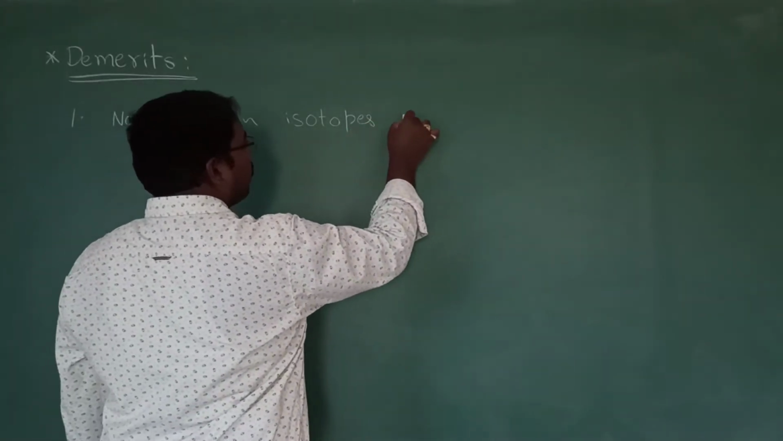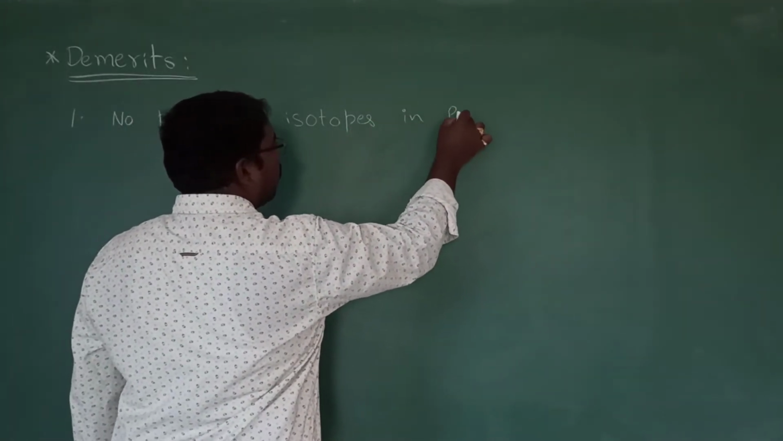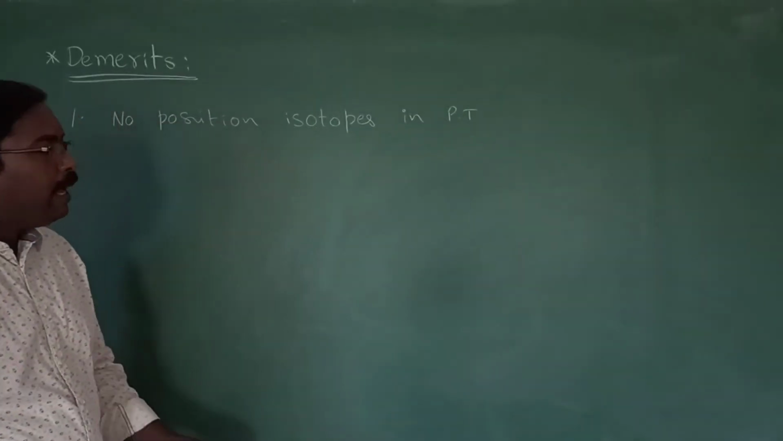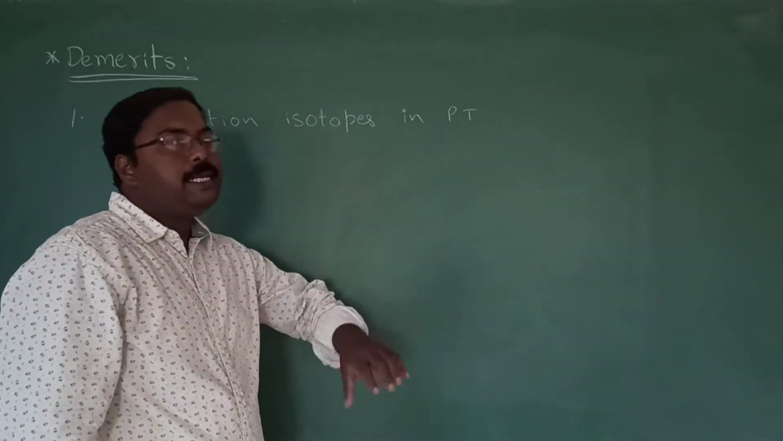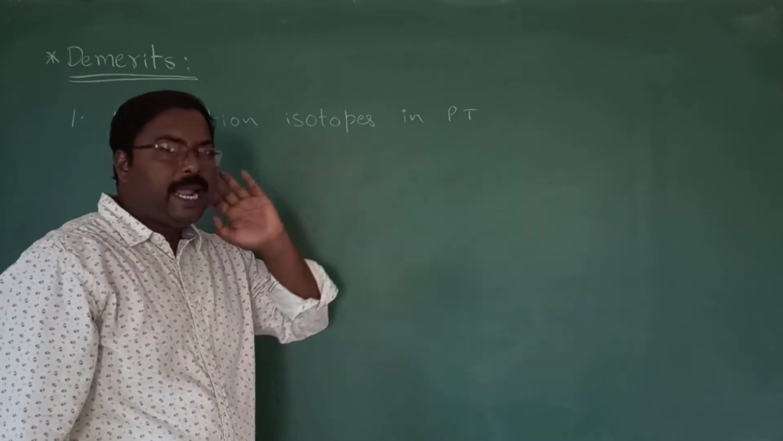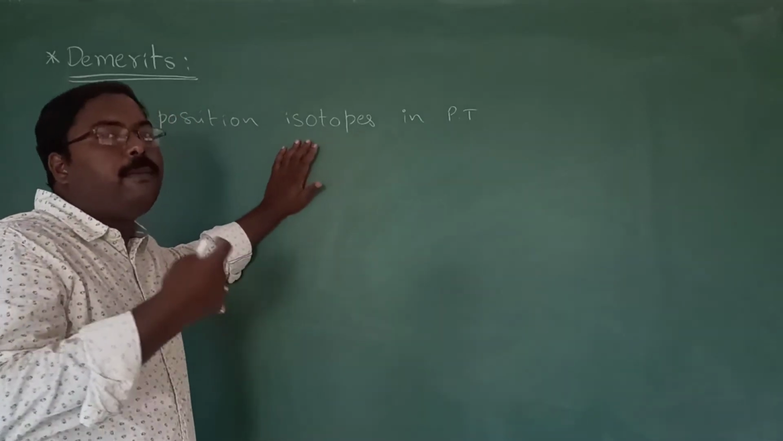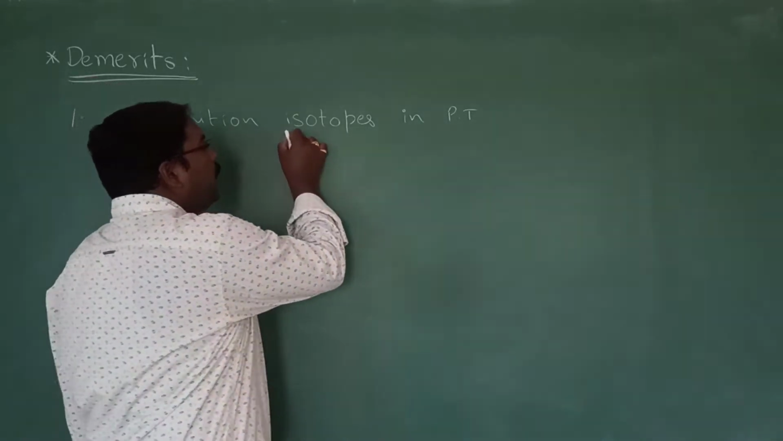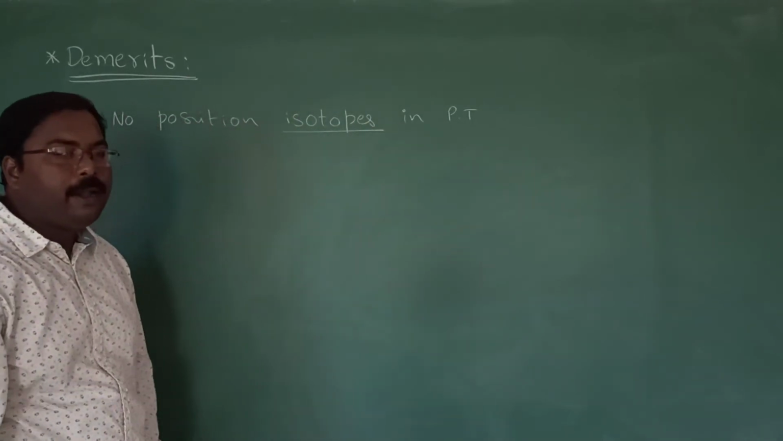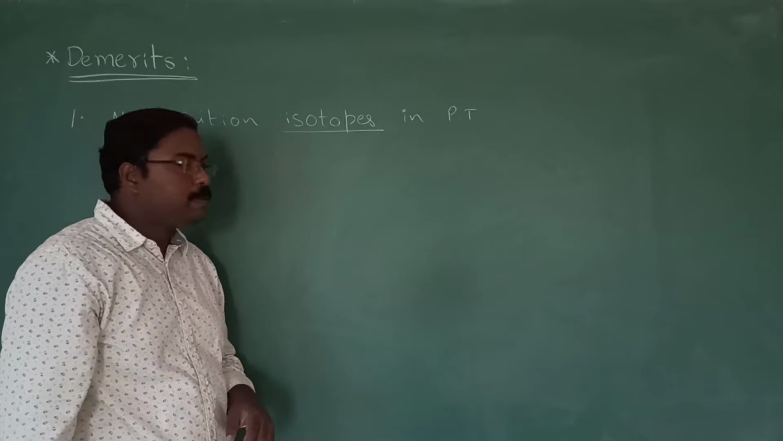There is no position for isotopes. He did not place isotopes in the periodic table. Because according to him, the properties of the elements are a periodic function of their atomic masses. But if it is based on atomic masses only, then he needs to place isotopes in the periodic table. But he did not place the isotopes.